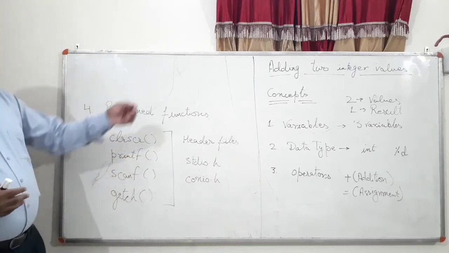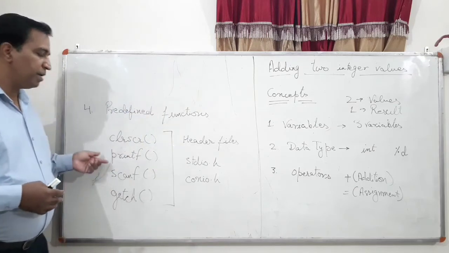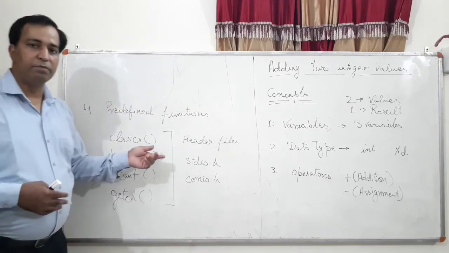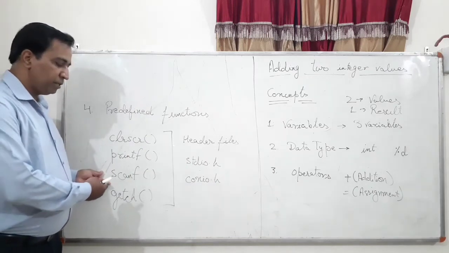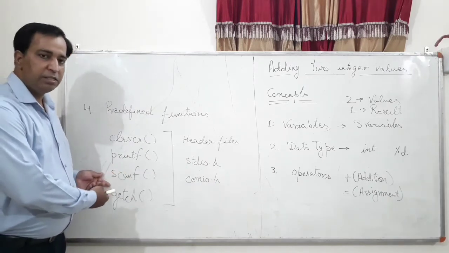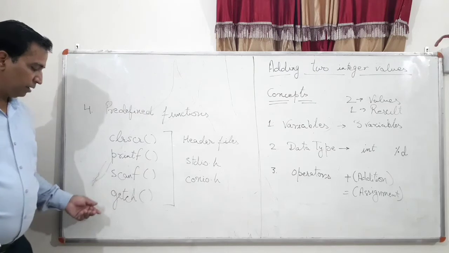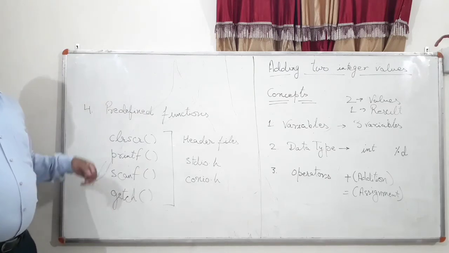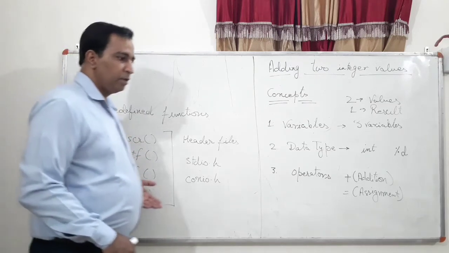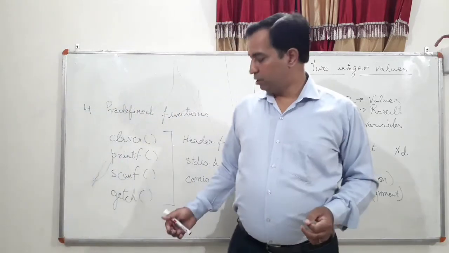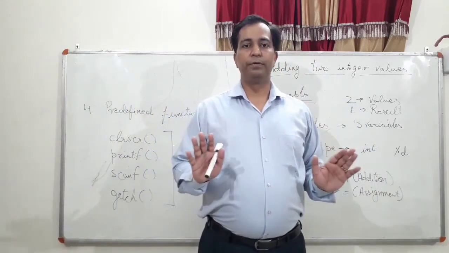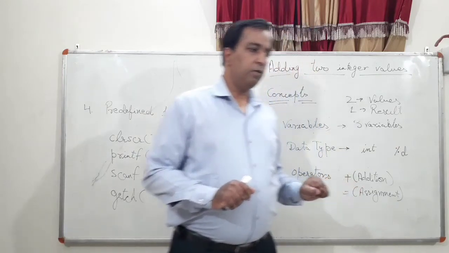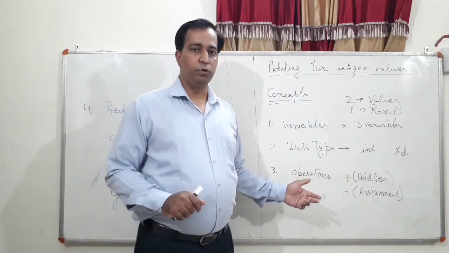That means we need two integer variables, so we'll ask our user to enter two numbers. Those two numbers will be scanned by this scanf function, right? And then getch: after displaying the result, we'll use the getch function to halt our screen so that we can see the output, right? Now let's see what further we need to do.